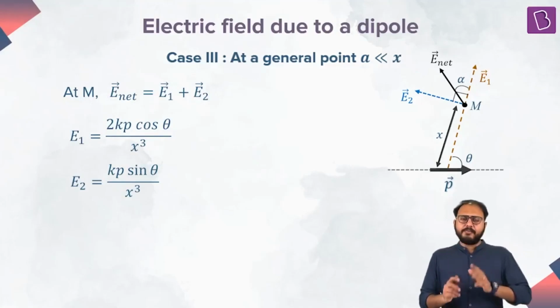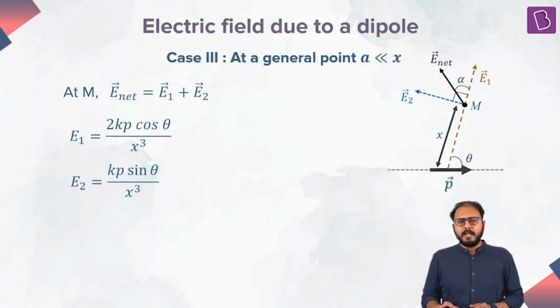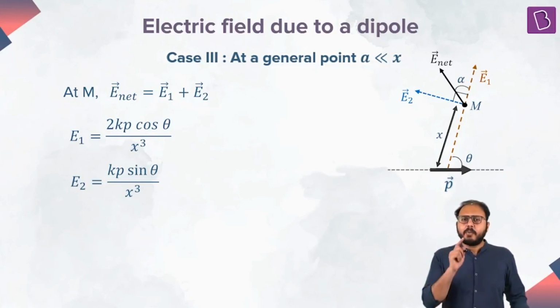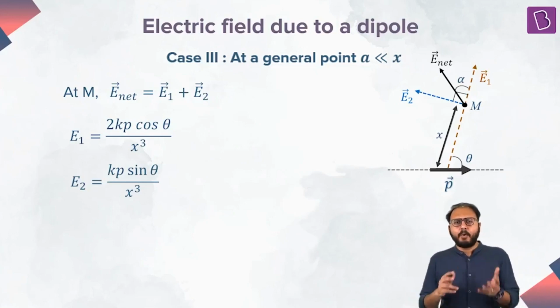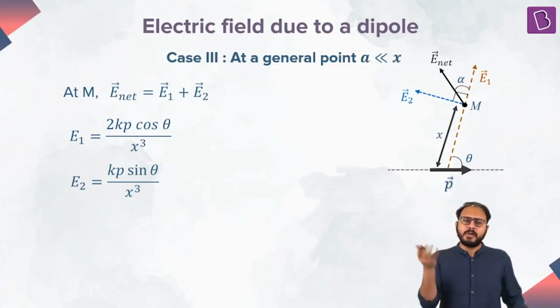After knowing the electric field due to an electric dipole at an axial point and at an equatorial point, how about at a general point? Clearly, I have no obligation to keep my point specially on the axis or the equator all the time. How about a general point r, theta? What does r, theta mean? Or x, theta in this case.